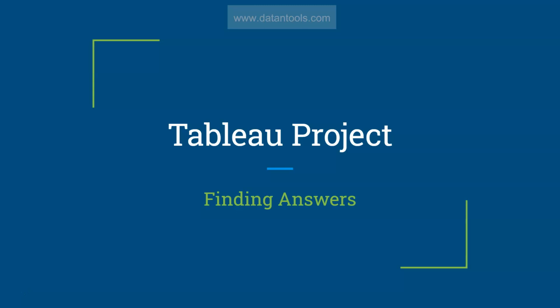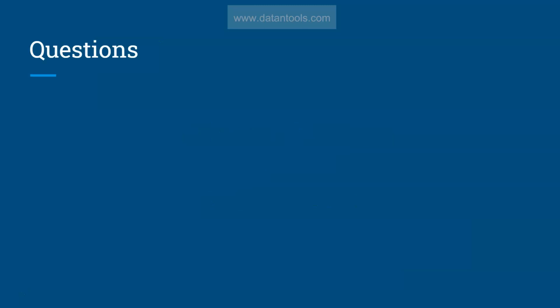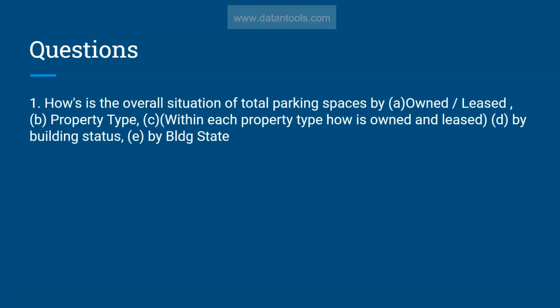All right, so let's go ahead and start the questions. The first question is, how is the overall situation of total parking spaces by owned or leased property type? From the question, you can understand that this is data about parking spaces, and there are different parking spaces like owned or leased, and there are columns like property type, building status, building state, all of these things which I've written. Let me take you to that data as well.